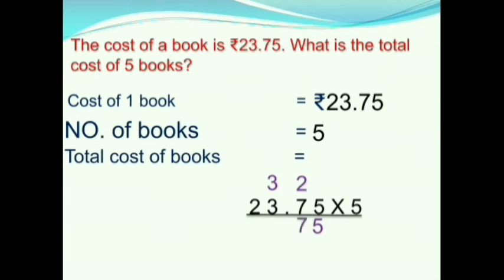Next we should multiply 5 and 3. 5 3s are 15. 15 plus 3, 18. Write 1 above the 2 and write 8 below the 3. Next we should multiply 5 and 2. 5 twos are 10. 10 plus 1, 11. Therefore, total cost of 5 books is 118 rupees 75 paise.